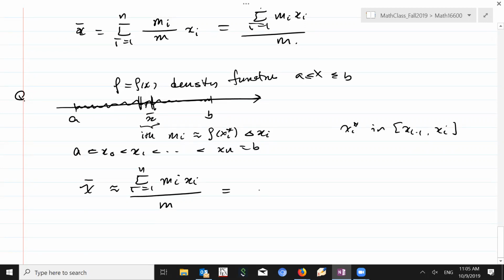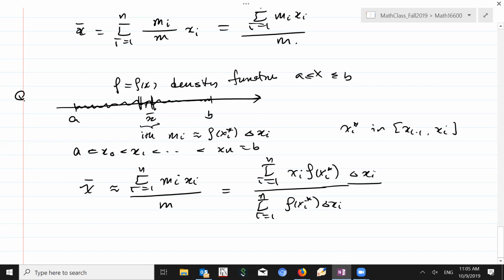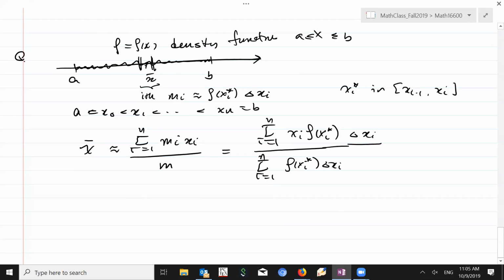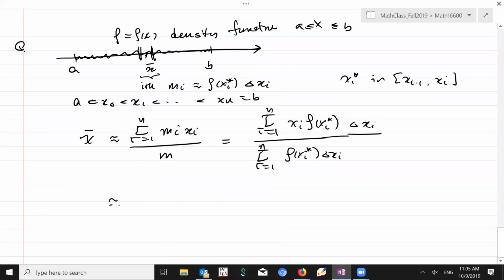The bottom part is going to be the sum from i equals one to n of mi, right? So rho of xi star delta xi. The top part is going to be xi rho of xi star delta xi. But I can choose a right end point, not necessarily left end point. It's a continuous function. I can let xi star be xi. Then if I'm doing it like that, then I get xi rho of xi delta xi.